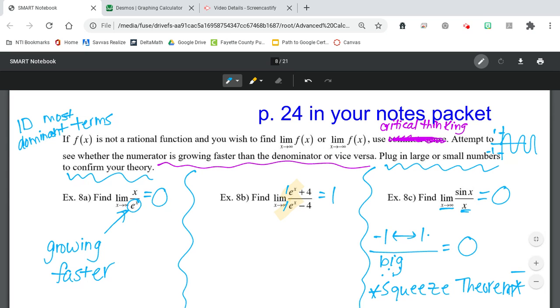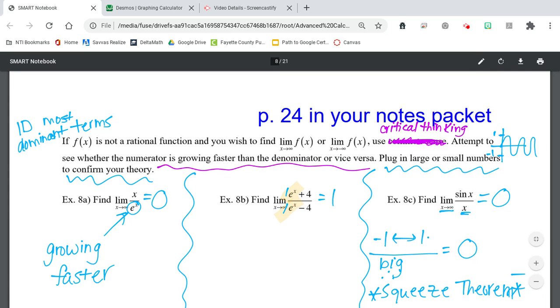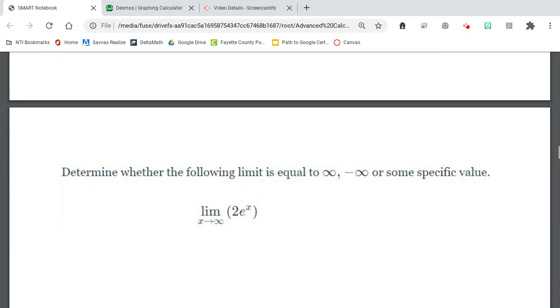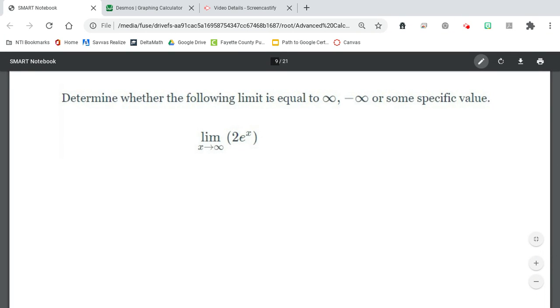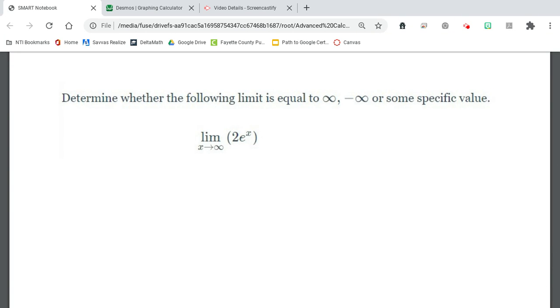Okay, now, unfortunately, those are the only examples, but there's so much more to explore. So I took some examples from Delta Math. I'm going to use these, add them into your notes, and we'll look at what we have here. So the second example, or not second, whatever example this is, we're looking at the limit as x approaches infinity of 2e to the x. So it's not a rational function, so it wouldn't make sense for me to think about is the numerator or denominator growing faster because there's no fraction here, it's just one term. So instead, I'm going to think about x being a big number.